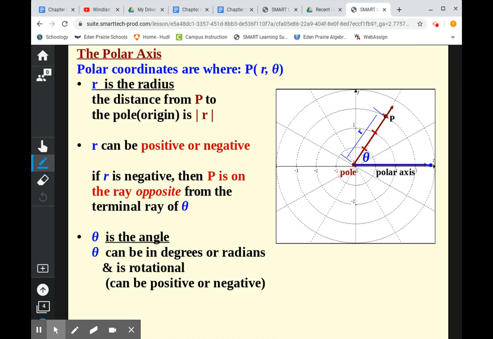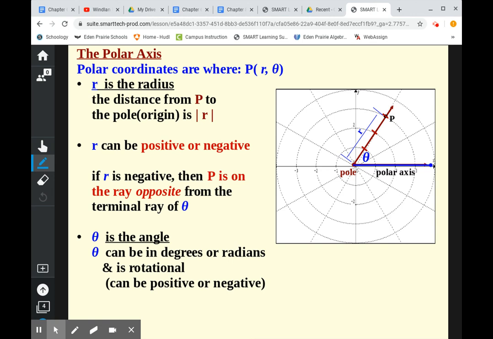Okay, so let's talk about the polar axis. Polar coordinates are where P, the point P, is r comma theta, where r is the radius, the distance from P to the pole, or origin. The absolute value of r represents a distance. R can be positive or negative. Now let's talk about r being positive or negative. If r is negative, then P is on the opposite ray from the terminal ray of theta.